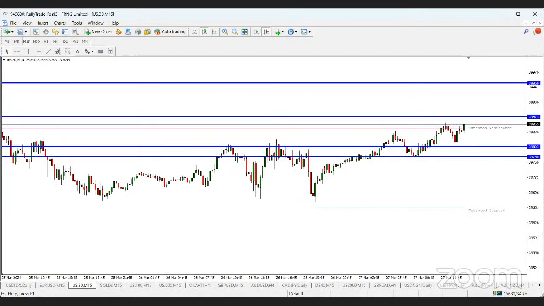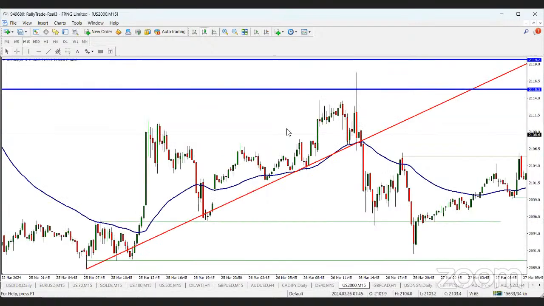Yes, US 2000. Okay, good. Here we have it. So this is US 2000, a clearer chart.